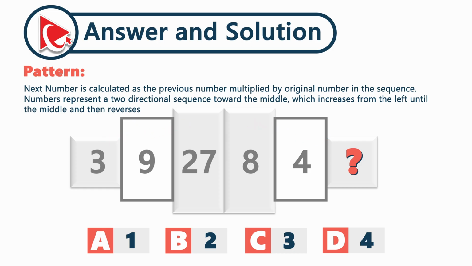Let's start from the left. 3 multiplied by 3 equals 9. 9 multiplied by 3 equals 27. At this point, the pattern reverses, and we need to start from the right.